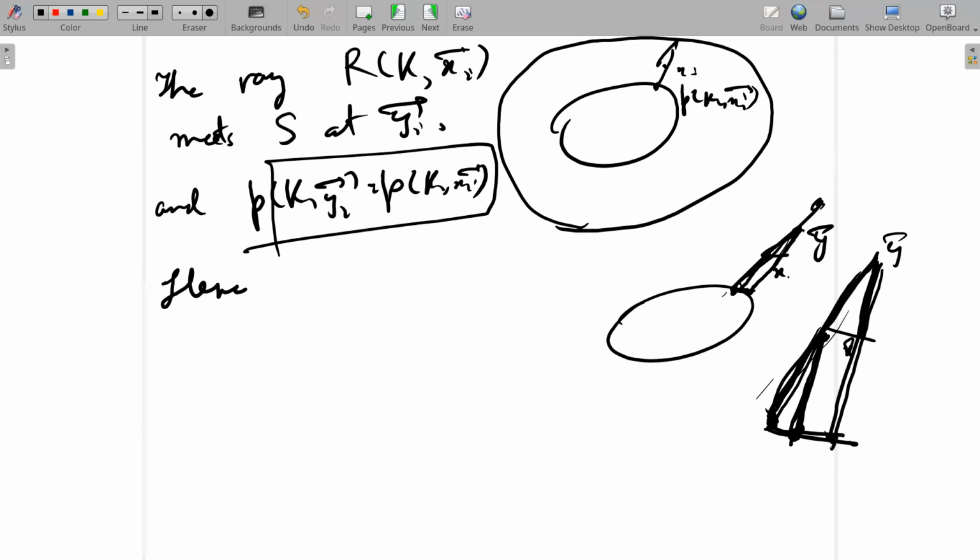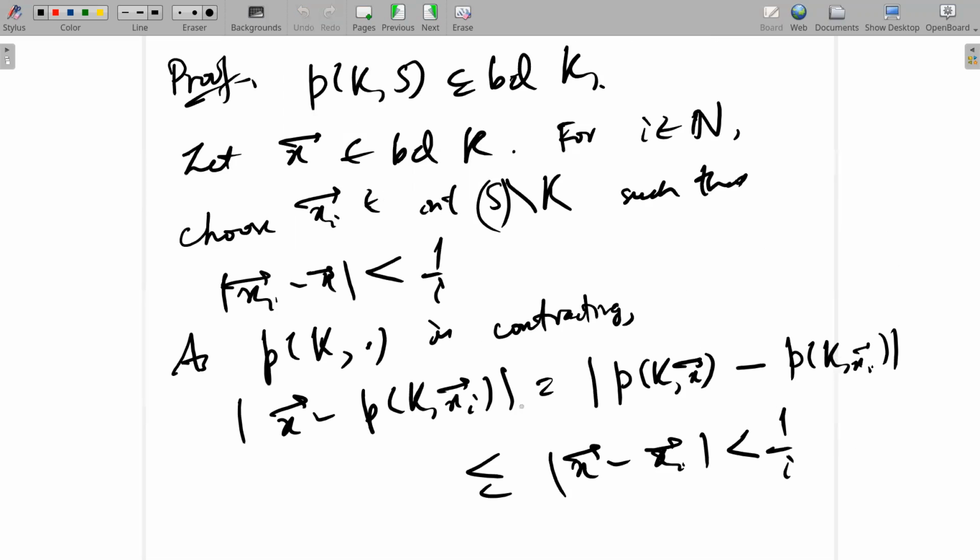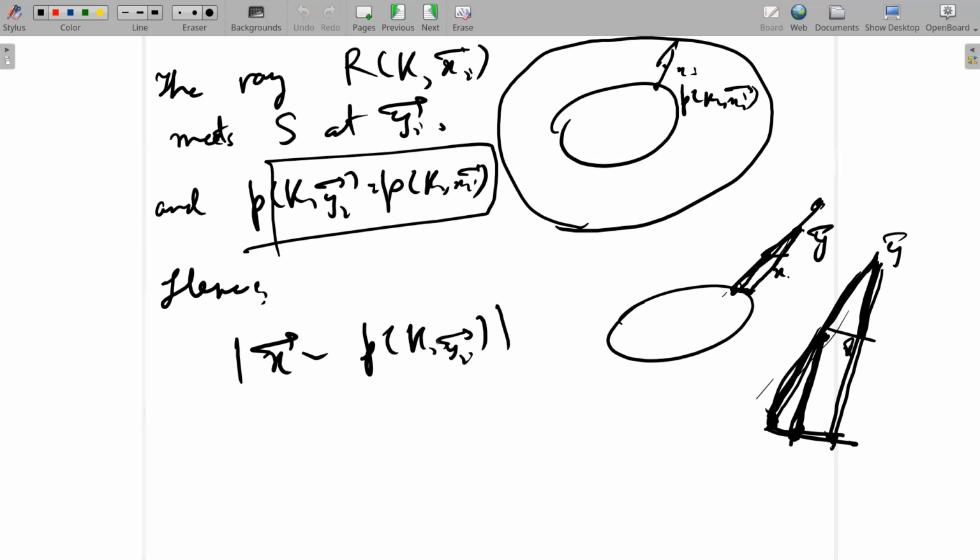So hence, what I have is |x minus P_K y_i|. Recall here, what did I have? |P_K x minus P_K x_i|, but P_K x_i is P_K y_i. So I wanted points on the sphere which will project down to that particular point x. So this is less than 1 over i. Now we know that the sphere surface is compact. So every sequence has a fill in the blanks subsequence.